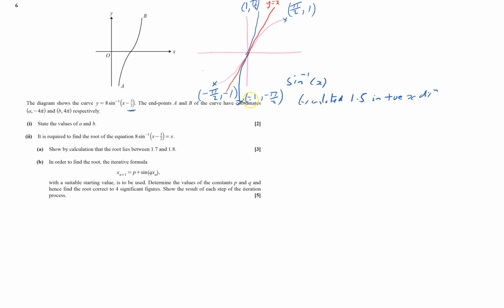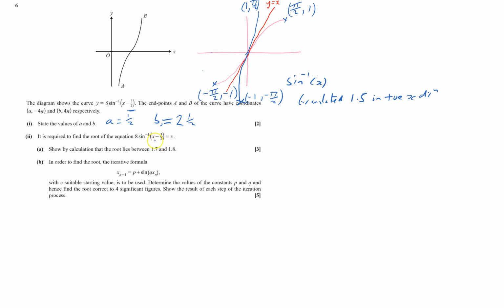So the blue one here was minus 1, and I've got to add 1.5, so that'll be A equals a half. And B, this one here is 1, it's got to be moved 1.5 to the right, so B equals 2.5. That does the first bit. Hopefully that explains why it works.